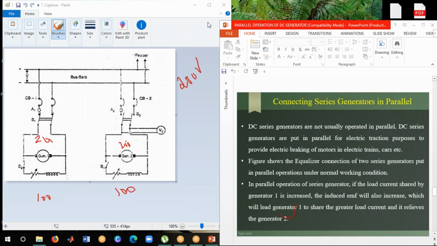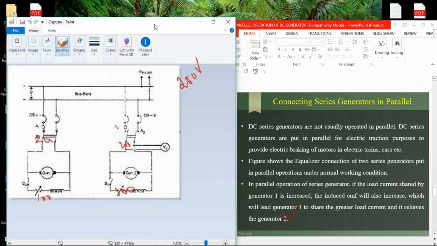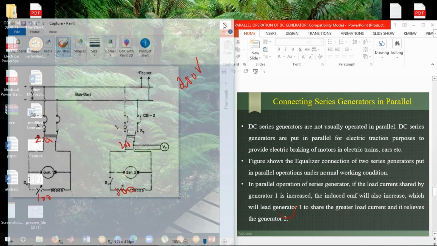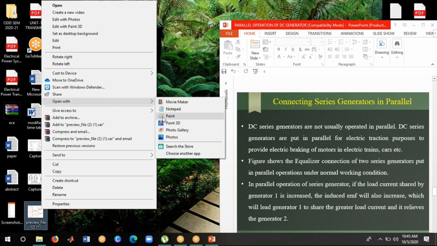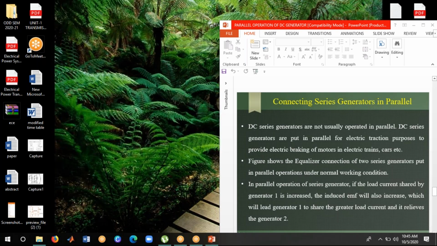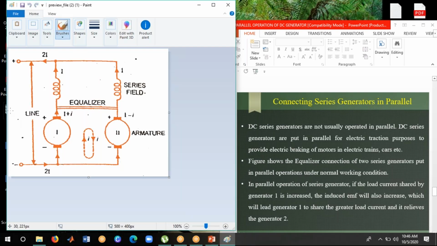Now we will see how we can operate and connect the series generators. I will show you the diagram here of how the series generators are connected. Right, so this is the way of connecting DC series generators in parallel. Okay, see here, the same windings are connected to the same terminal, positive and positive.